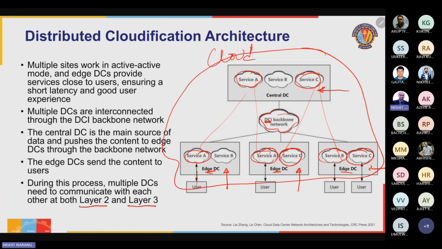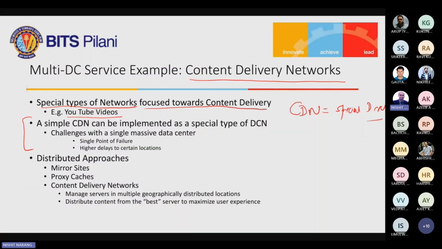I connect to the cloud. I don't care which edge data center I'm connecting to. I'm connecting to the Netflix cloud service. But it's a distributed cloudification architecture. There are multiple data centers inside the Netflix cloudified content delivery network. So that's one example where you use multi-site data: content delivery networks.